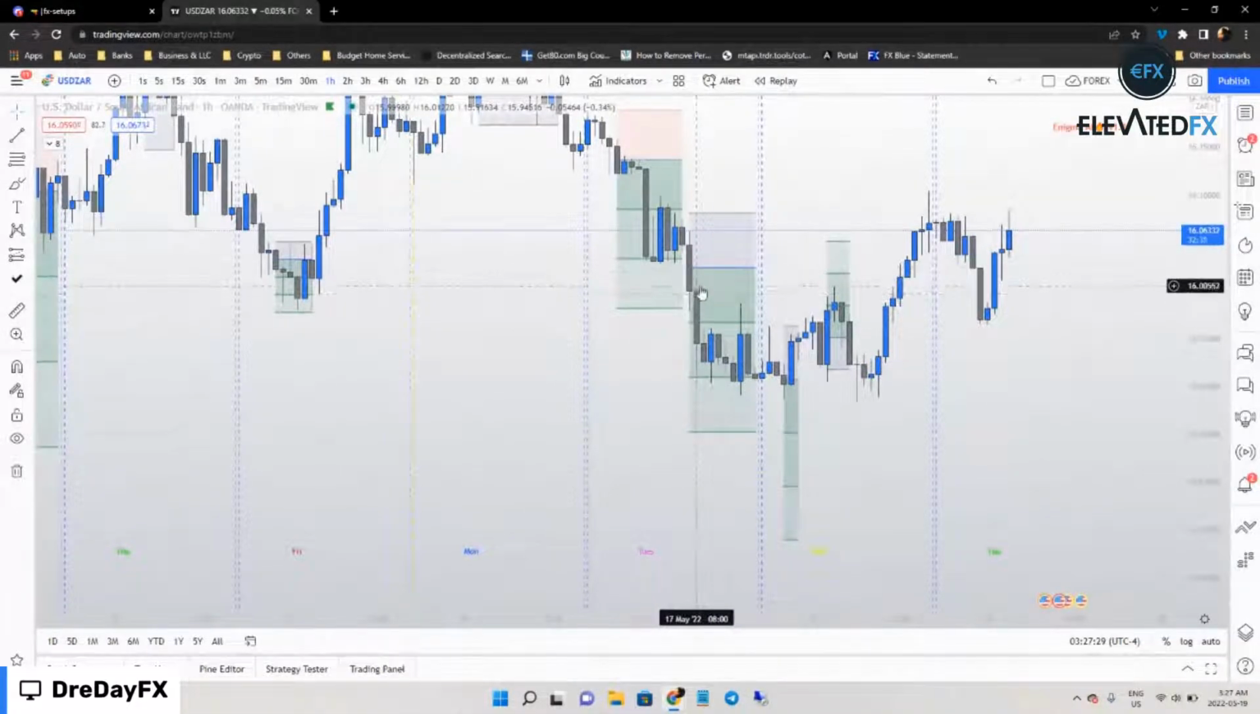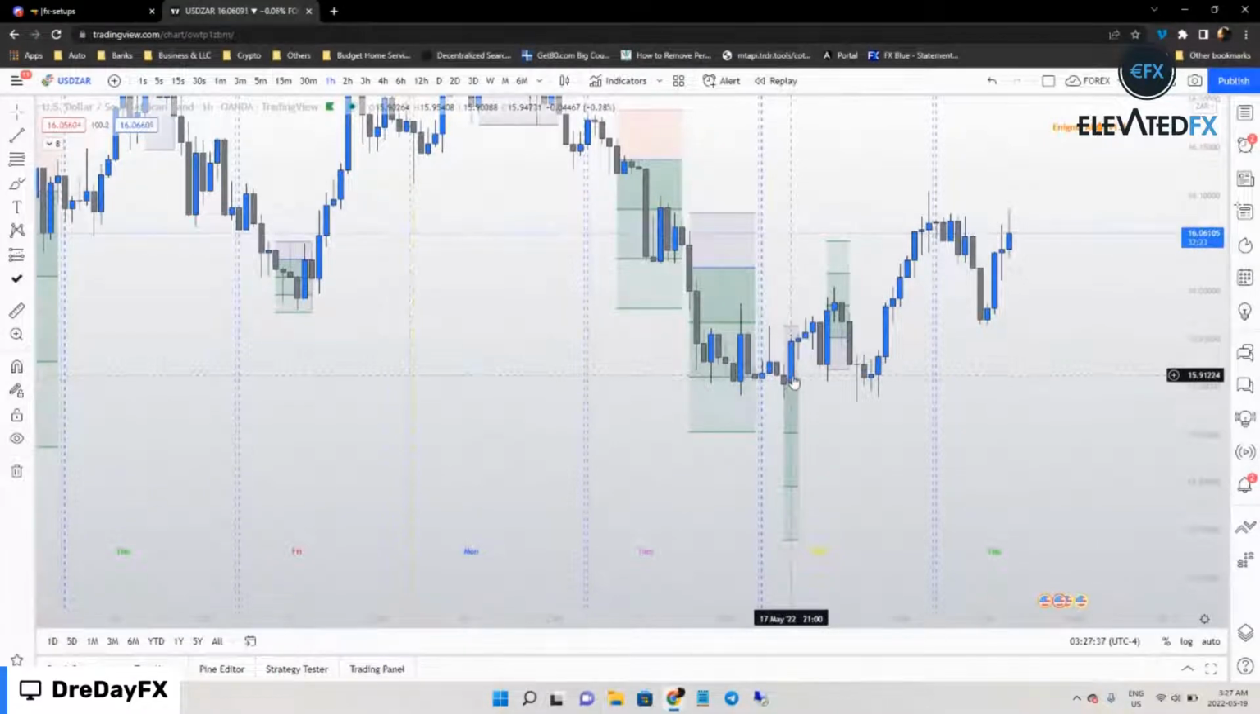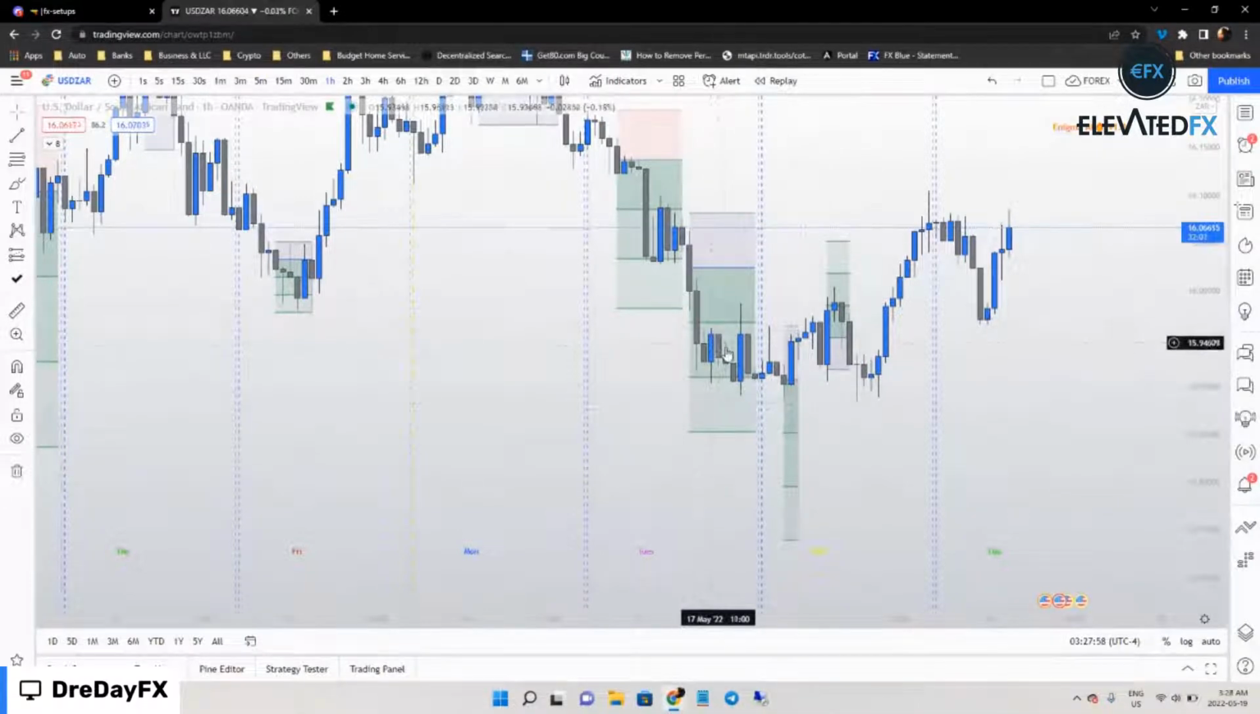So the entry was here. Sold off, went to TP2. And then you had another one here. This one stopped you out. Okay, so it's 50-50. But overall, if you compare the entry price with the stop loss that was hit here compared to the movement that you had here, if you took those 2, we'll call them signals, even though they're not signals, you would still be in profit overall.